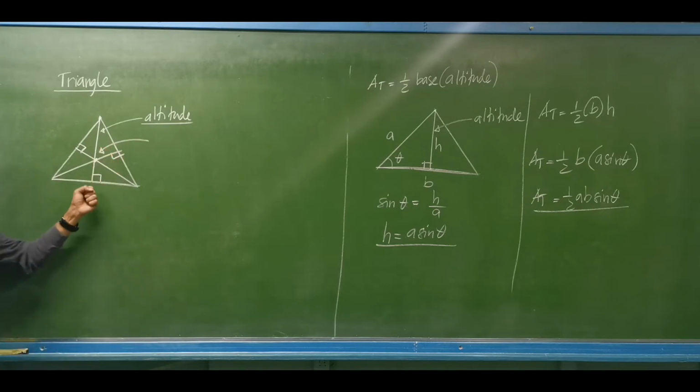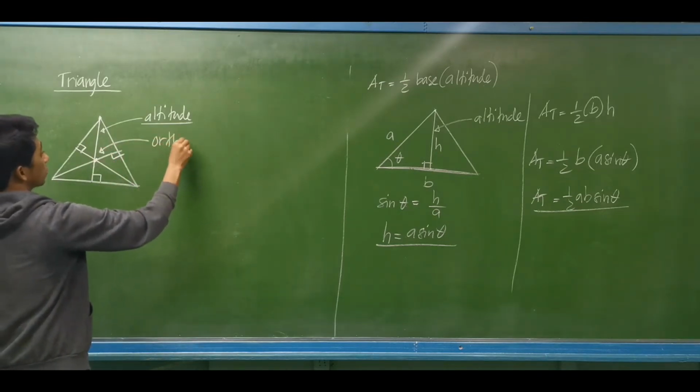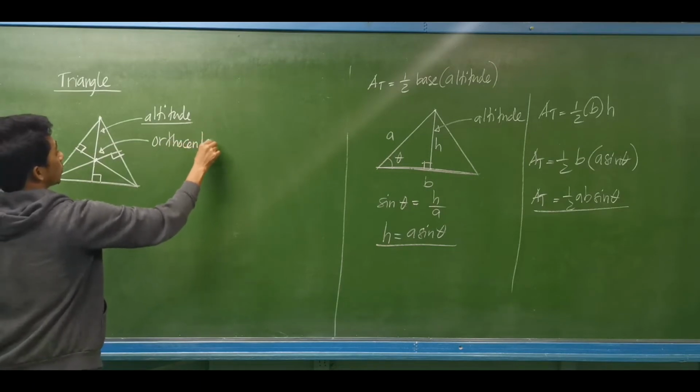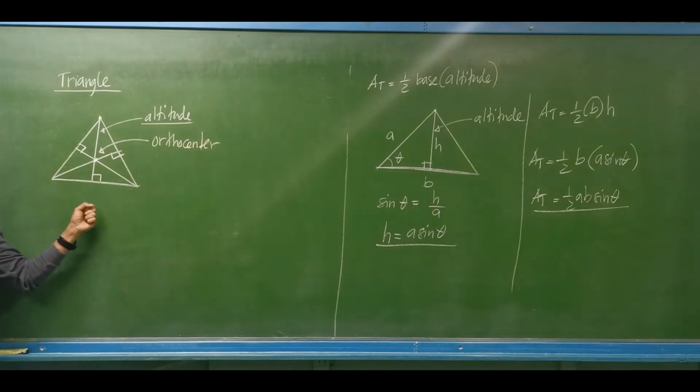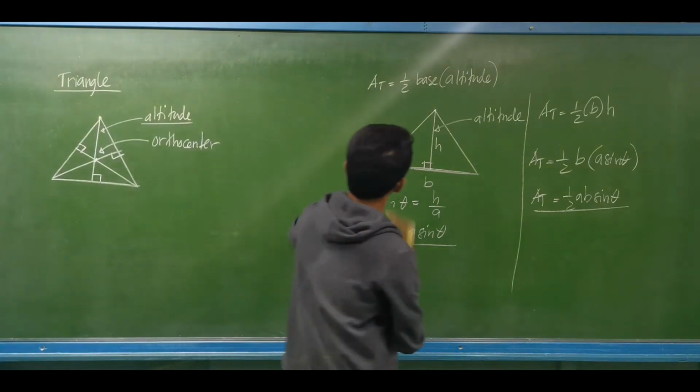Ano yung tawag natin sa point of intersection? Kapag altitude, this is the orthocenter. Okay, the point of intersection of the altitudes of a given triangle. So this is for the altitude.